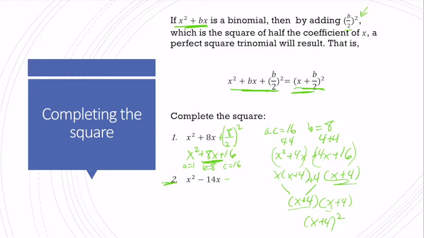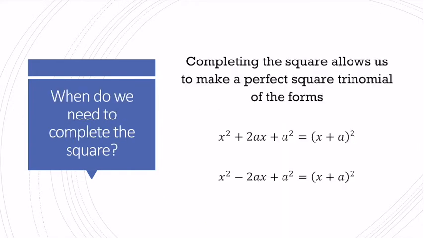So if I have x squared minus 14x, I'm going to add negative 14 divided by 2 squared. Well, negative 14 divided by 2 is negative 7. Negative 7 squared is going to be a positive 49. So this will factor into the perfect square x minus 7 squared. And if you don't believe me, you can factor it yourself.